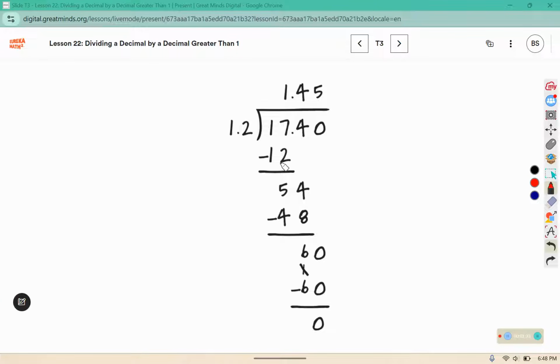It looks like he used the correct numbers. 4 times 12 would be 48. 5 times 12 would be 60. So it looks like he has the correct digits, but his place values don't line up with what the answer should be. So today's lesson is all about dividing by decimals greater than 1, such as 1.2.